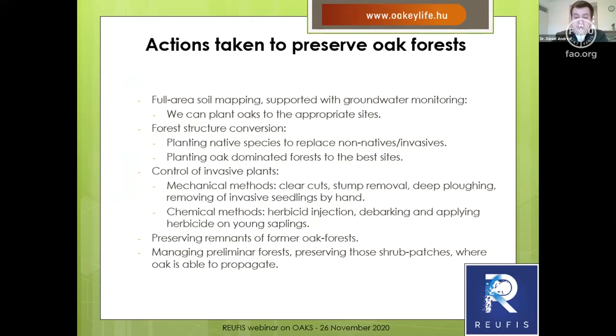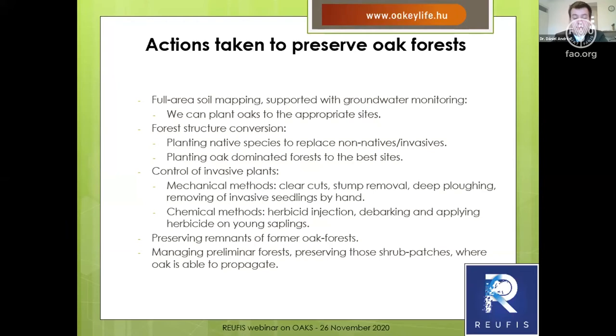The main professional action is forest structure conservation, which means planting native species to replace non-native or invasive species. In the Peszér Forest, we are planting poplar or oak species to replace pine and robinia species. We are also planting oak forest on the best sites. One of the most important professional actions is the control of invasive plants. We controlled all the seed-bearing trees in the whole forest. We will fully control the invasive tree species on about 500 acres.